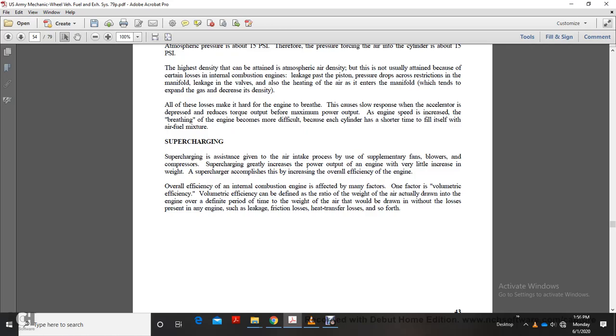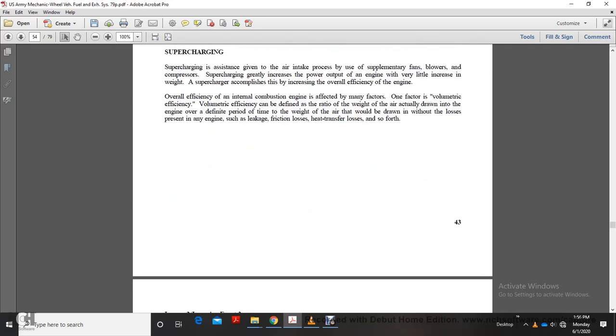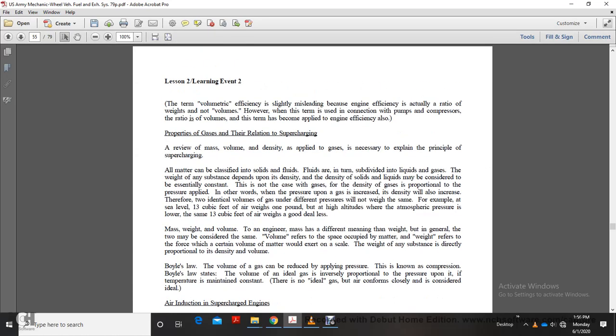Overall efficiency of an internal combustion engine is affected by main factors. One factor is volumetric efficiency. Volumetric efficiency can be defined as the ratio of the weight of air actually drawn into the engine over a defined period of time to the weight of air that would be drawn in without losses in the engine, such as leakage, friction losses, heat transfer losses, and so forth.